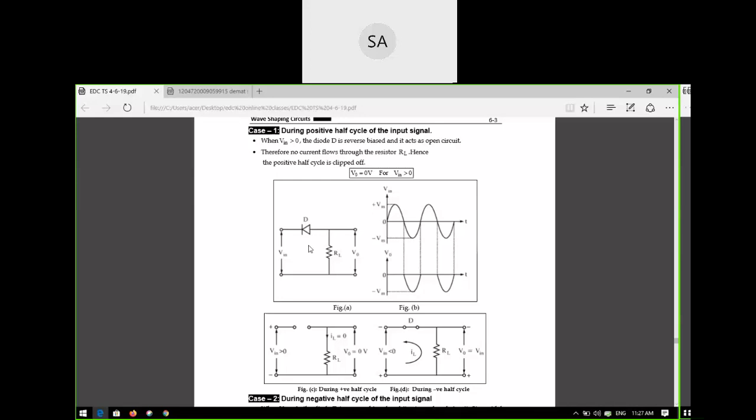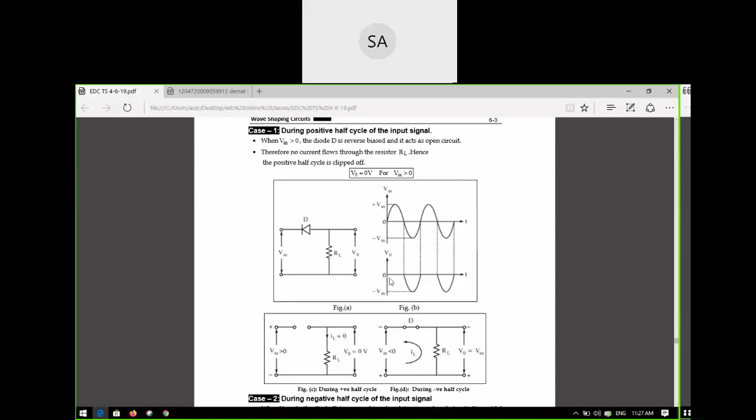Correct or not? It is an open circuit, and in order for current to flow in any circuit, it should be a closed loop, but it is open. If some portion is open, the current is zero. Current zero means voltage also zero, because V naught equals I naught times R, and I naught is zero. So V naught is also zero. So for the positive half cycle, V naught is zero for Vin greater than zero.